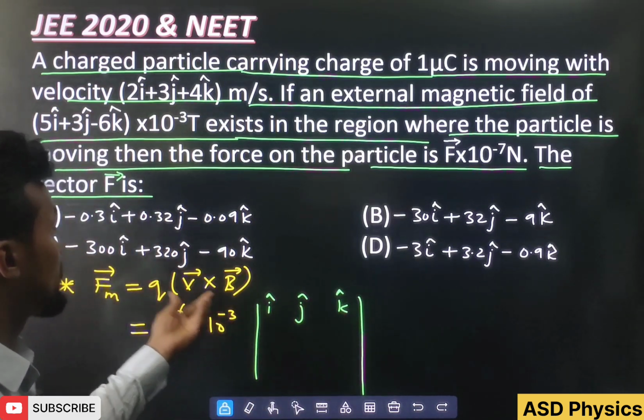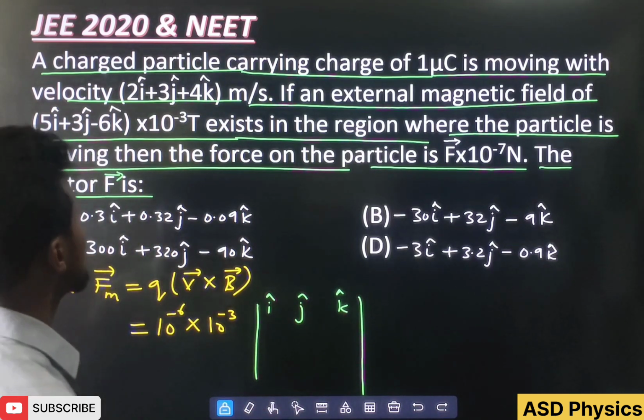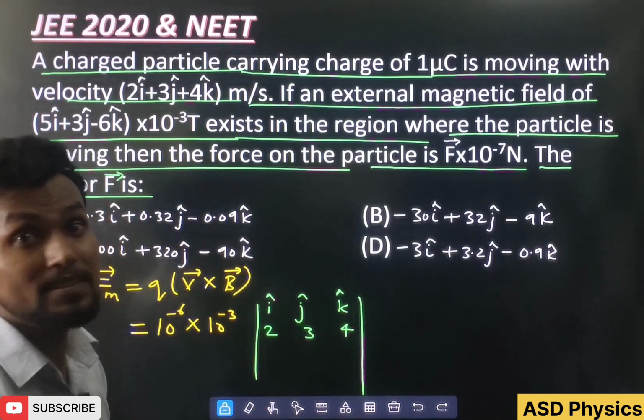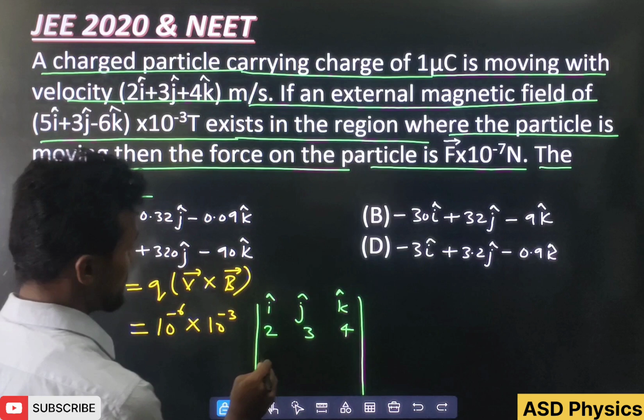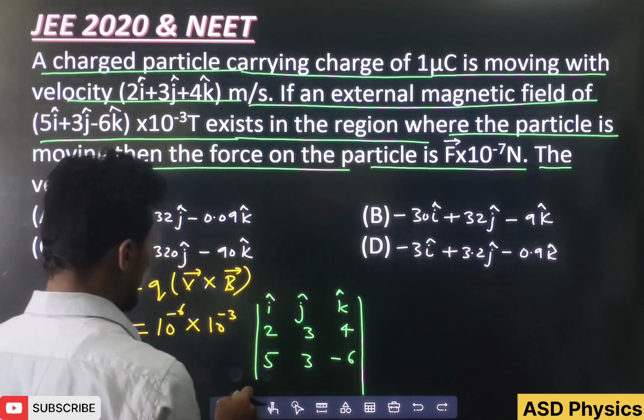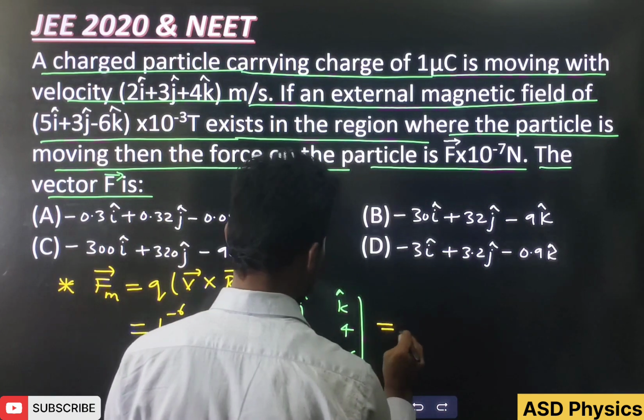First we have to write the velocity. So what is the velocity given here? See, 2, 3, 4. What is the magnetic field given here? Kindly see 5, 3, minus 6. So 5, 3, minus 6. Students, I hope you know very well how to take the determinant.